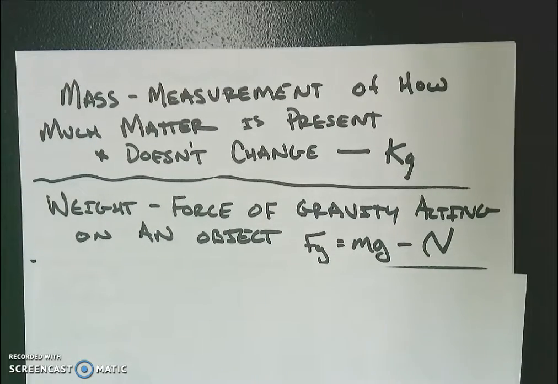Big way to distinguish between the two in word problems. If you get something in kilograms, that means it's a mass. If you get something in newtons, it means it's a force. And if it's talking about the pull of gravity or the weight, it's talking about this, okay?